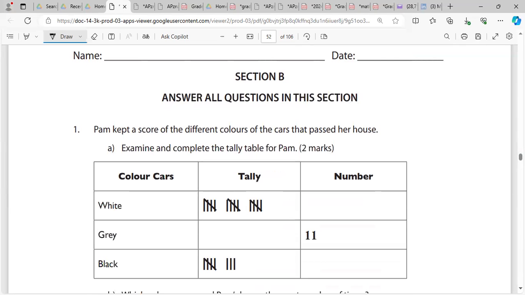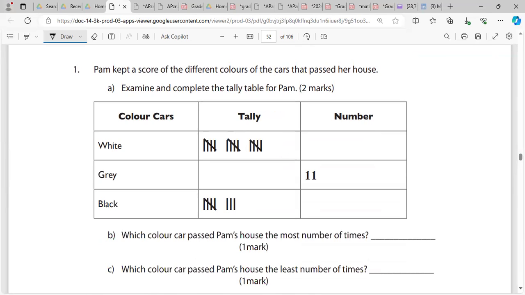Pam kept the score of the different colors of the cars that passed her house. Examine the tally and complete the table. So white, how many whites do you have? You have 5, 10, 15. So that is 15. And for this you have black. I need to put the 11 here. So 1, 2, 3, 4, when you reach 5, you cross. And you put 1. But this one now is 5 plus 3, which is 8.